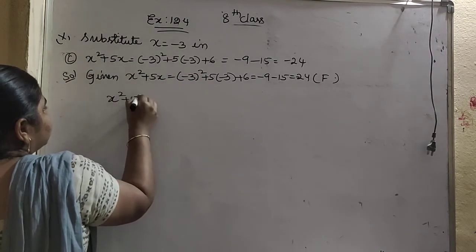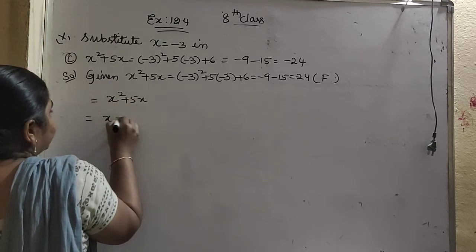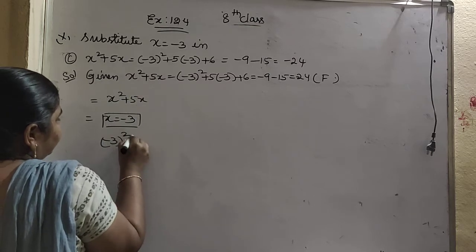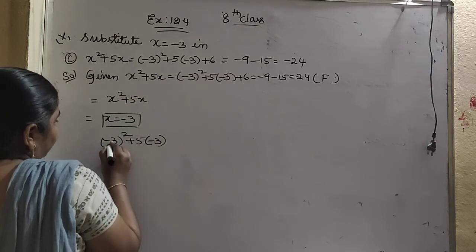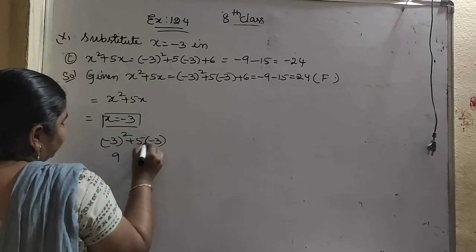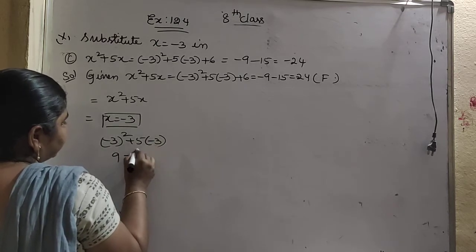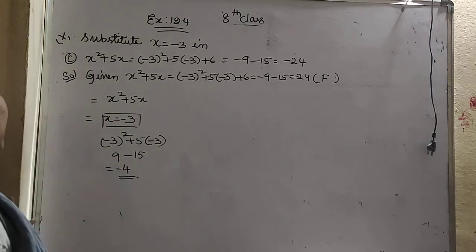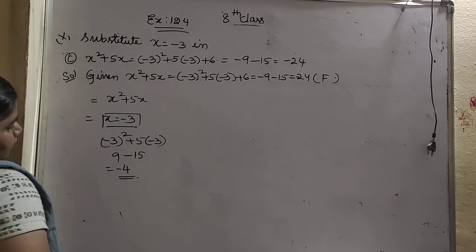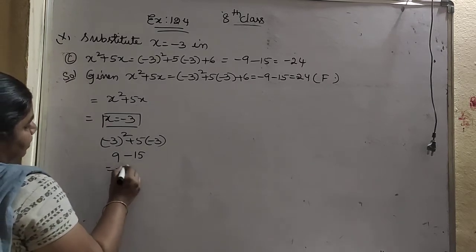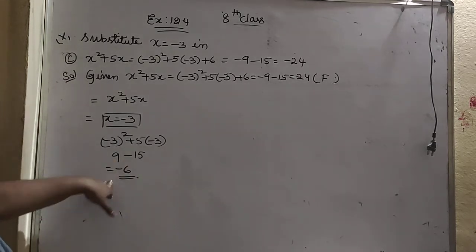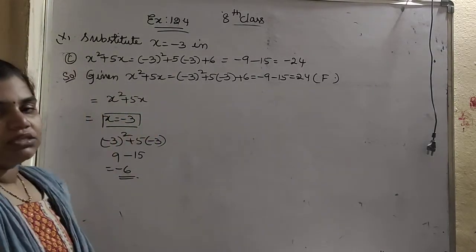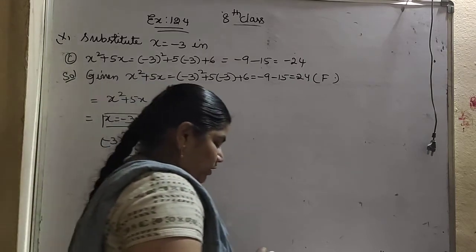So x square plus 5x is the expression. In place of x I am substituting -3. So it will be (-3) square plus 5 into -3. (-3) square will be 9. Plus into minus will be minus 5. 5 times 3 will be 15. So it will be 9 minus 15. So what is the result here? It will be -6. So here we got -6, and they have given -24. So what they have given is a false statement. So next one, D bit.